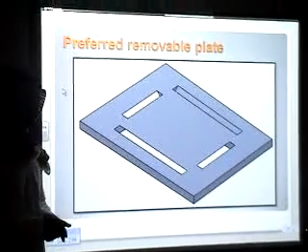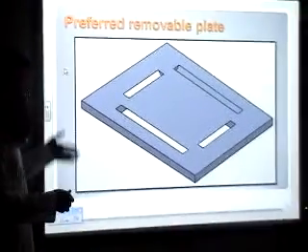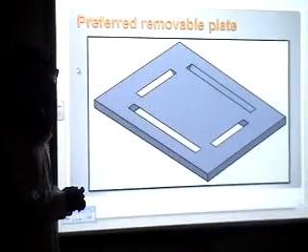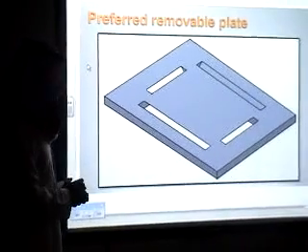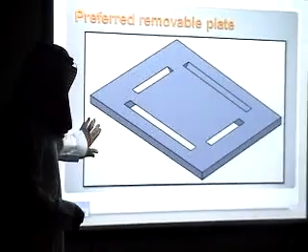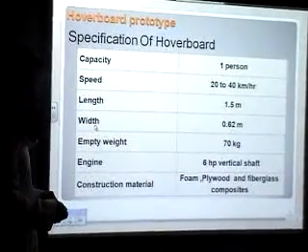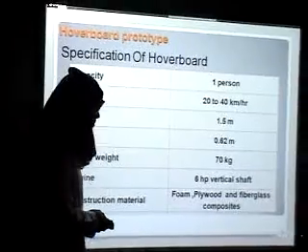At the end of our experimental work, we prepared the removable plate, which we use in the hoverboard prototype with my colleague Abdullah.